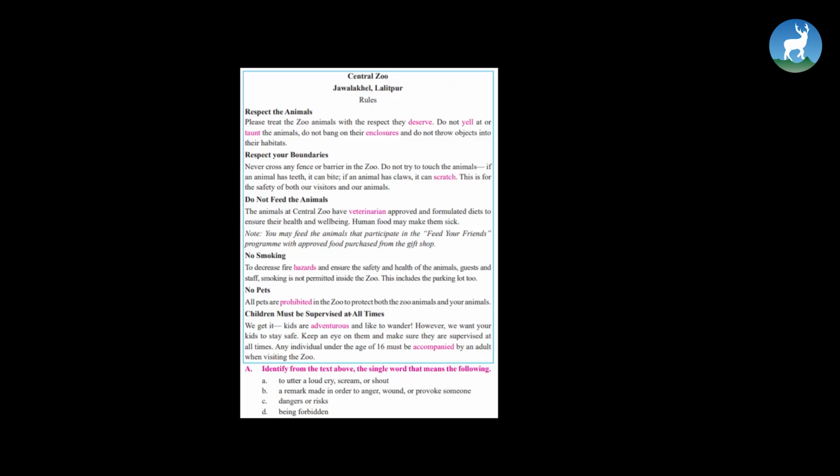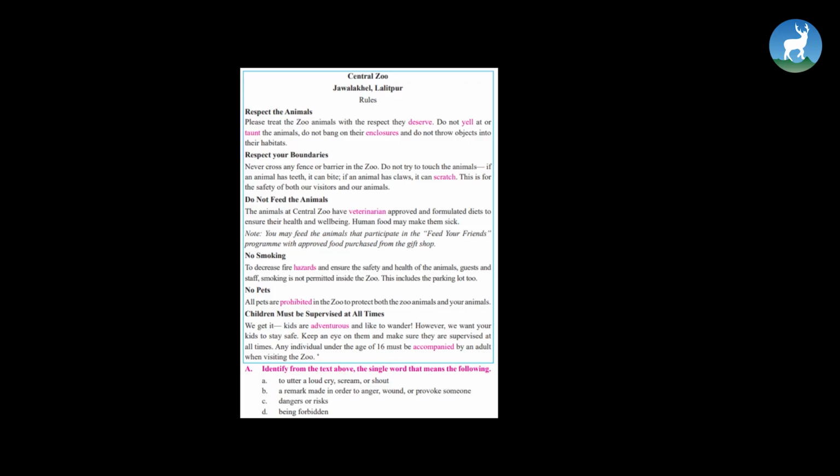Children must be supervised at all times. We get it. Kids are adventurous and like to wander. However, we want your kids to stay safe. Keep an eye on them and make sure they are supervised at all times. Any individual under the age of 16 must be accompanied by an adult when visiting the zoo. So this text was all about rules and regulations, specifically the rules and regulations that we need to follow when we are in Central Zoo in Jawalakhel, Lalitpur.